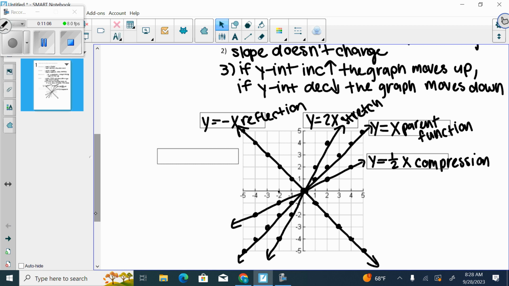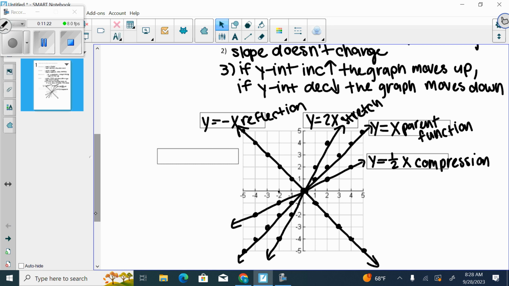So it's the exact same line as the parent function, it's just been reflected. All of the values that were here have been reflected across the x-axis to down here. All the ones that were down here have been reflected across the x-axis to be up here.